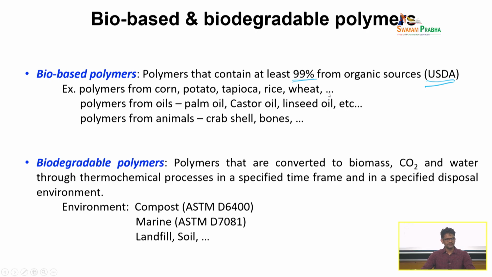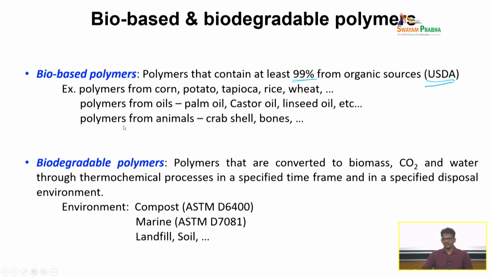For example, you could derive polymers from various food products like corn, potato, tapioca, rice, wheat, maize, etc. From many of these food grains you can extract starch, which is one kind of polymer, and we say that is a bio-based polymer. There are also vegetable oils like palm oil, castor oil, linseed oil, soybean oil, and rice bran oil, from which you can also derive polymers. Those polymers are also bio-based.